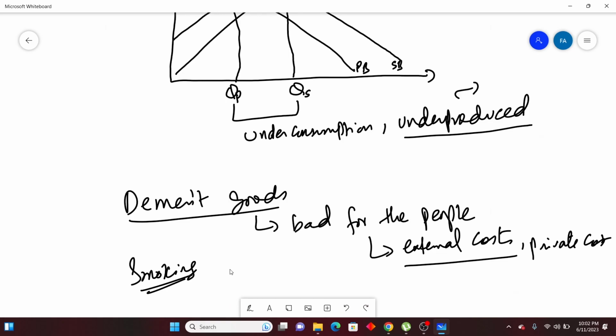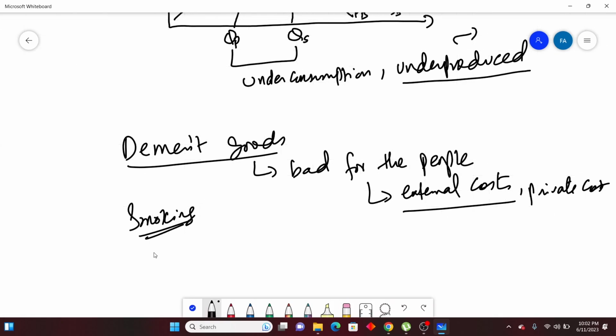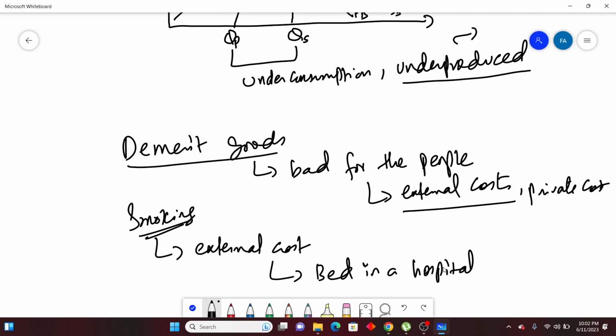So what is the problem with that? The problem with demerit goods is that you incur external costs. If you are ill because of smoking, you just utilize a bed in a hospital. And if you are on the bed, again there are limited number of doctors, and when there are limited number of doctors, you are utilizing the space of another person. So if you would not have done smoking in the past, maybe you were not in the hospital at this stage, and someone else might be using this facility which you are using.